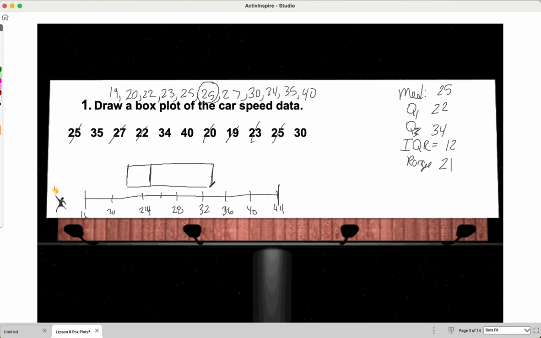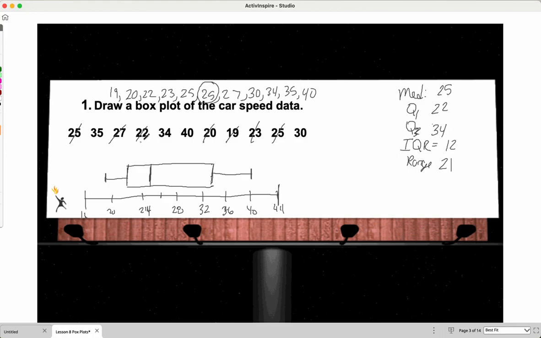to create the box for our box plot. And then the last thing we're going to do is take a look at and mark out my extremes. So my upper extreme, the top of my data, is 40. My lower extreme is 19. That puts it right about here. And that's my box plot.